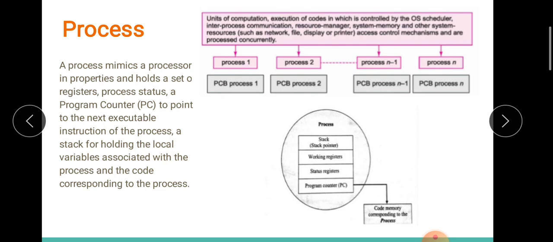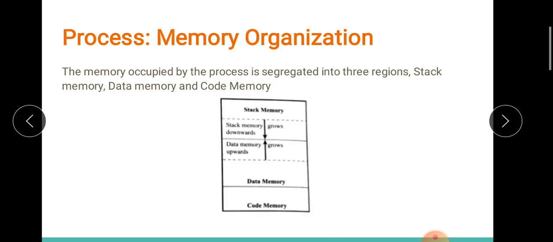Now let's see what the elements of a process are. Each process will have a PCB, the process control block. What are the elements of a process control block? We'll see soon, right? Any system can have a number of processes which are being executed, right? Now, what is the memory organization of a process? What memory does a process have? As is very evident from this figure, they have the code memory, the data memory, and the stack memory.